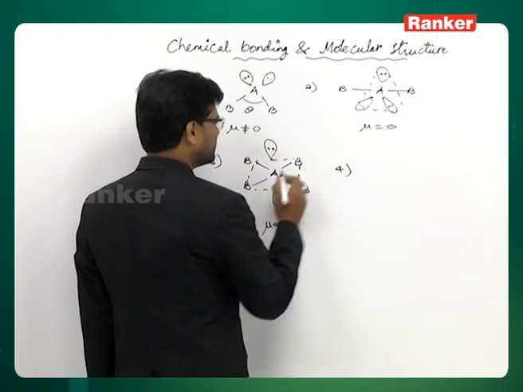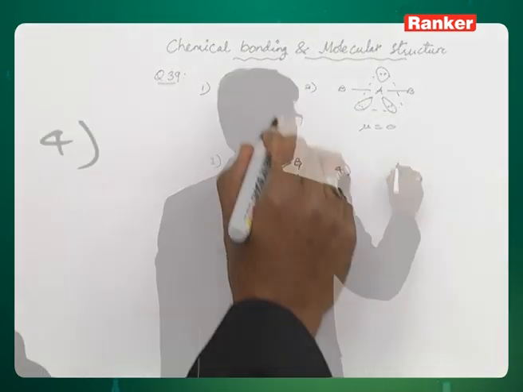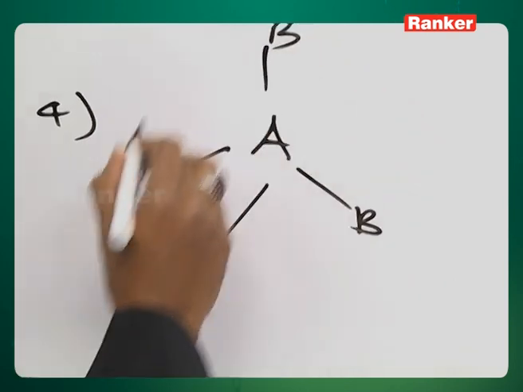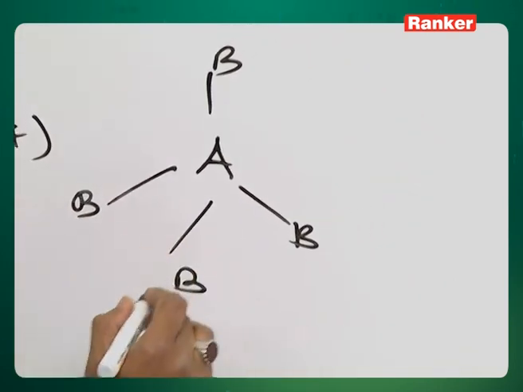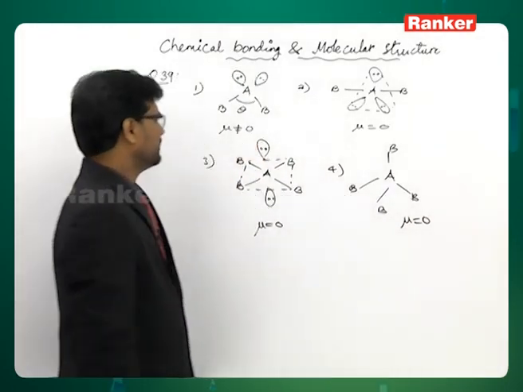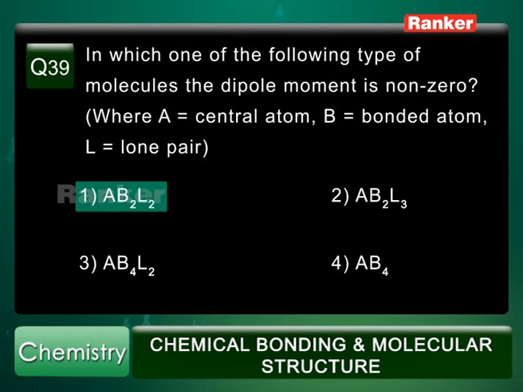The fourth option is AB4. Obviously, this is tetrahedral. It is a regular tetrahedron because there is no lone pair. So, mu equals 0. So, the correct answer is the first option, AB2 with two lone pairs, because this has an angular shape. Because of the angular shape, its dipole moment is non-zero.